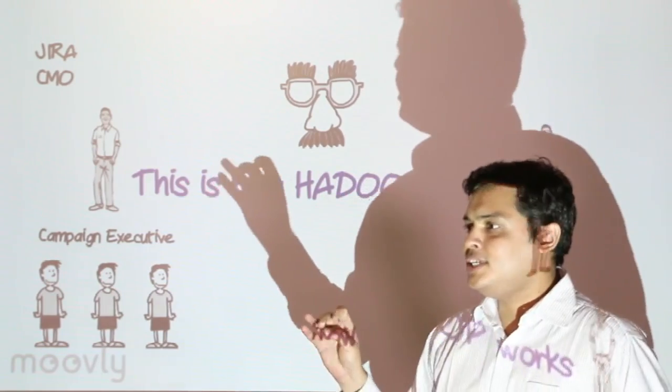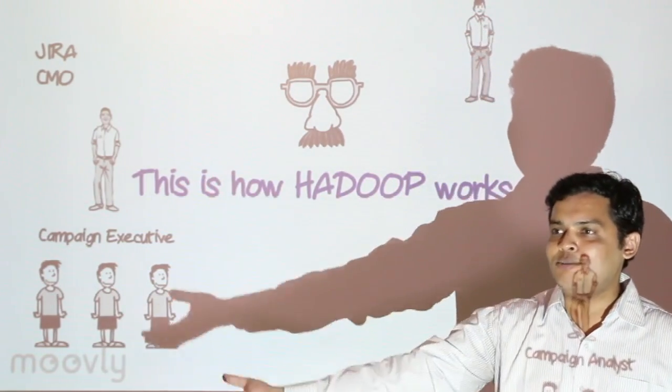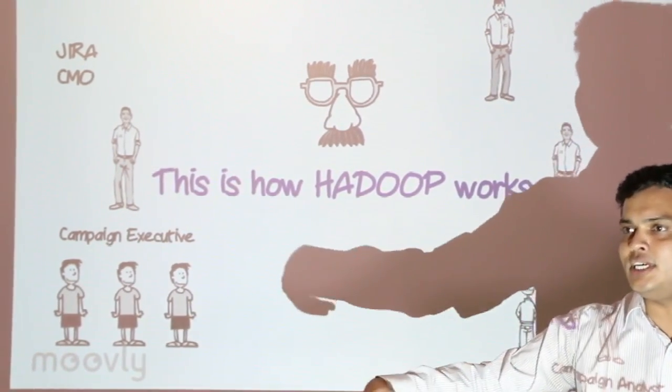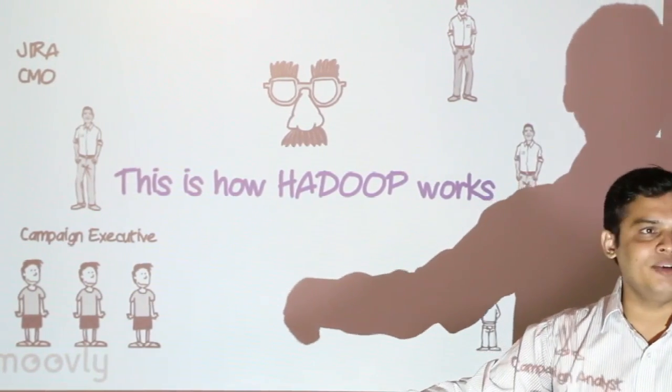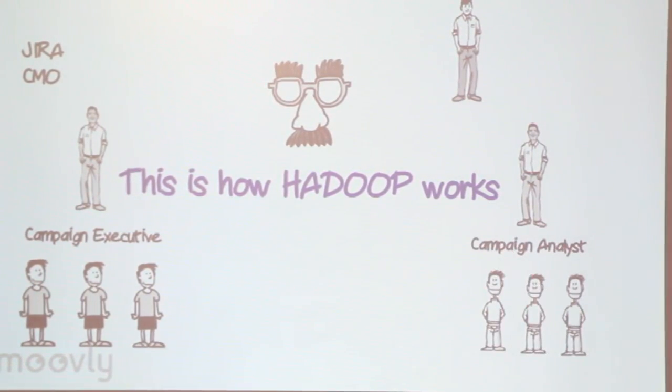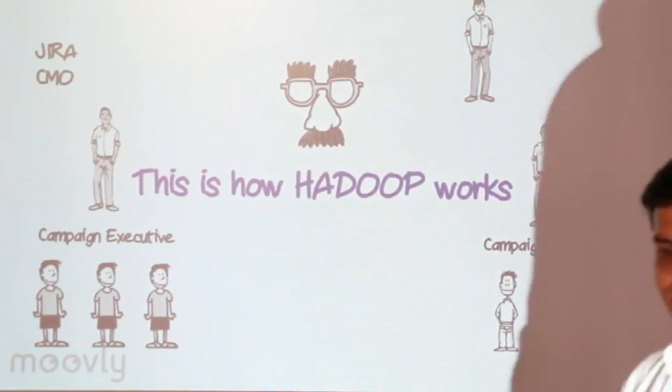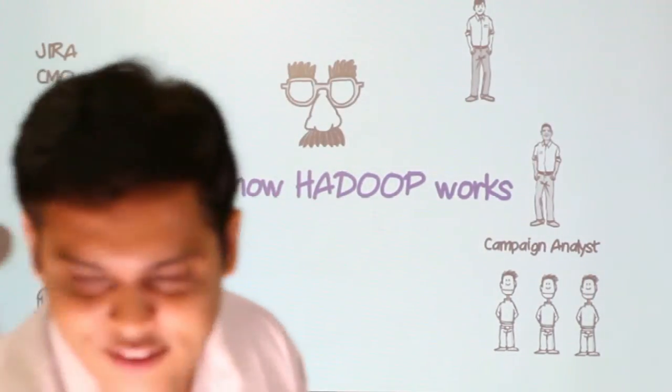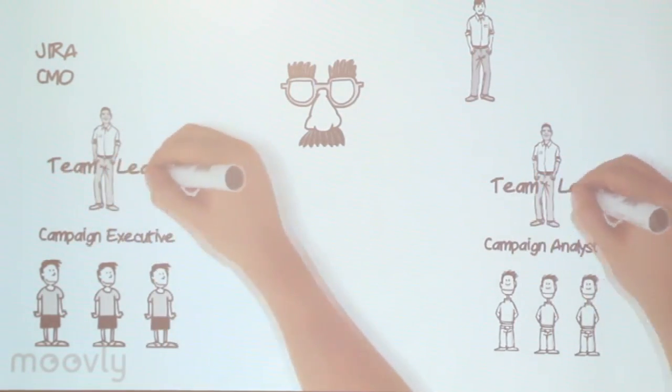In a day, 10 campaigns. So what he did was he borrowed some resources from another team. He distributed the campaigns among all the team members, and the campaigns got executed. This is similarly how Hadoop works. Let's see what these things are.